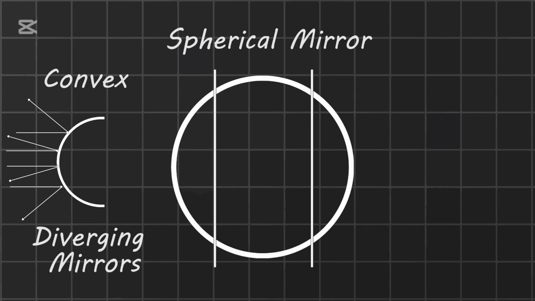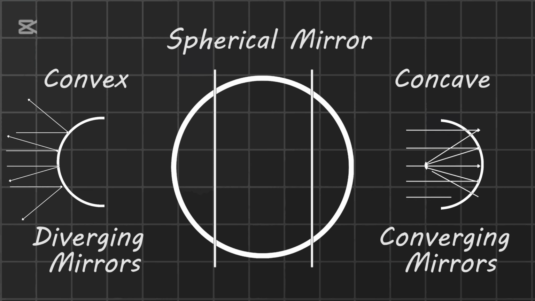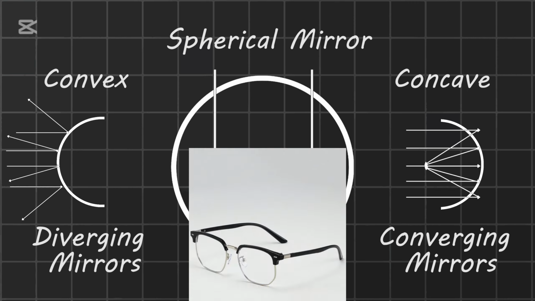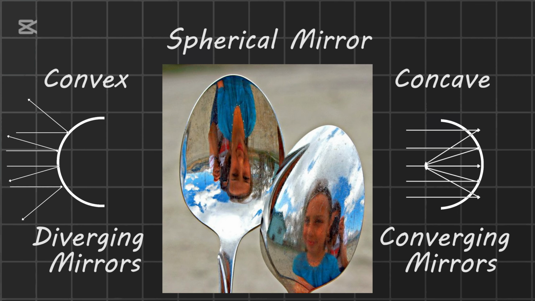On the other side is the concave mirror, which can be identified by its inward curve, like this. Concave mirrors are also known as converging mirrors because when parallel rays strike the surface of a concave mirror, they intersect at a specific point. Some examples of concave mirrors are eyeglasses and binoculars. Now, if you'd like to see an example of both concave and convex mirrors in just one item, take a silver spoon and observe. The inside surface of a silver spoon is a concave mirror, but if you turn it over, it becomes a convex mirror.